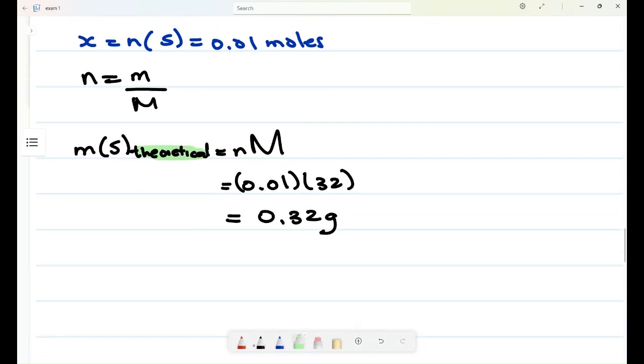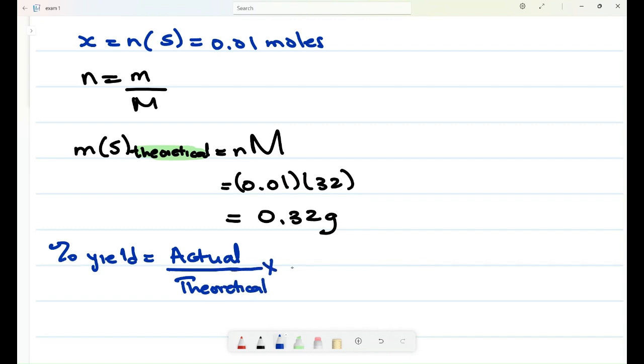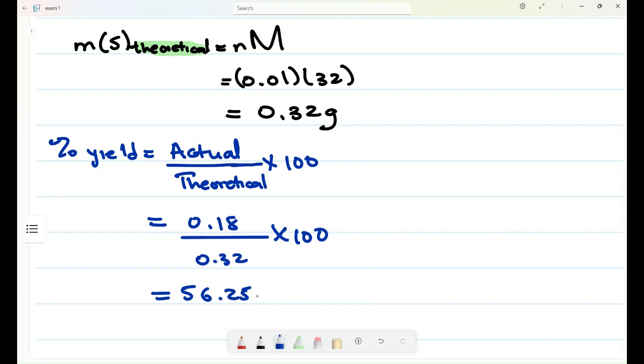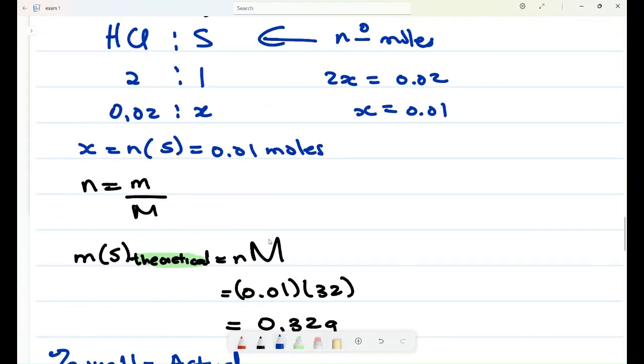So the last step is the percentage yield. You can just write the formula, which is the actual divided by theoretical, multiplied by 100. Let's substitute. The actual is the one they got, which is 0.18 grams, divided by the theoretical, 0.32 grams. You don't need to substitute SI units. Multiplied by 100, 0.18 divided by 0.32 gives 56.25 percent.